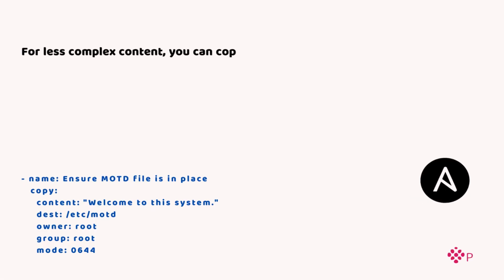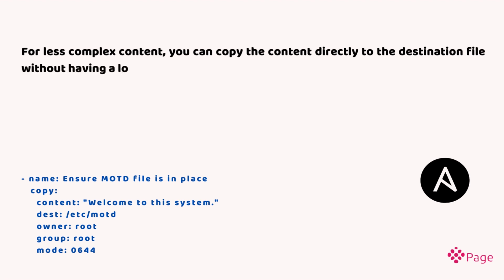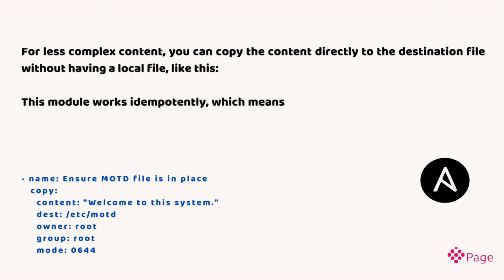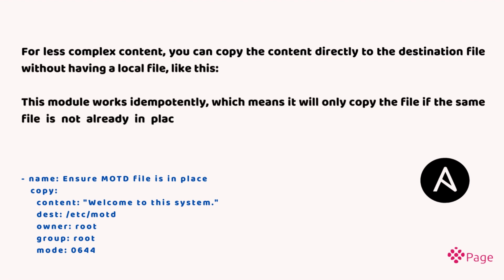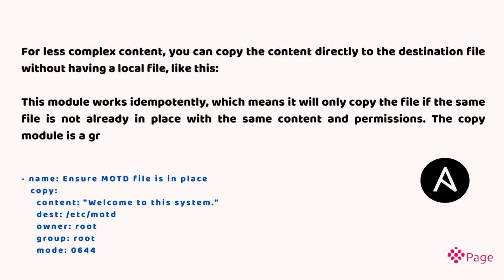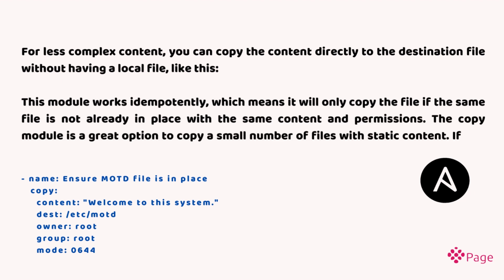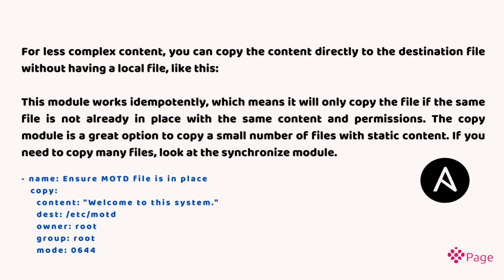For less complex content, you can copy the content directly to the destination file without having a local file, like this. This module works idempotently, which means it will only copy the file if the same file is not already in place with the same content and permissions. The copy module is a great option to copy a small number of files with static content. If you need to copy many files, look at the synchronize module.